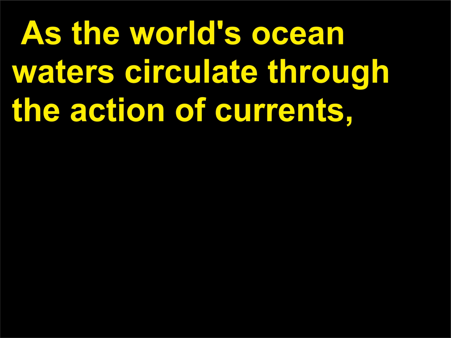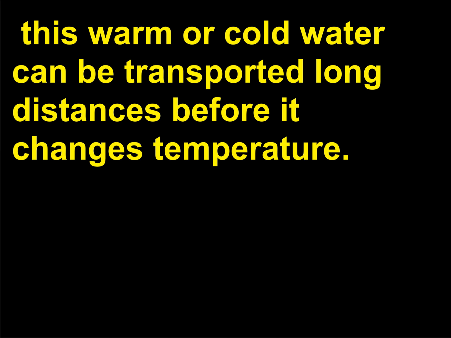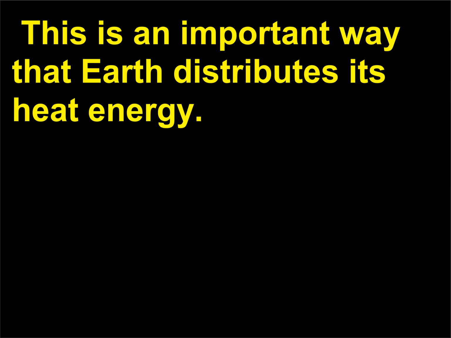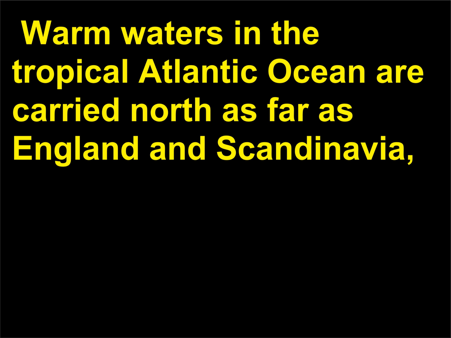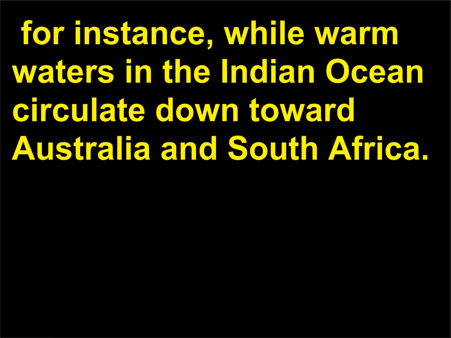As the world's ocean waters circulate through the action of currents, this warm or cold water can be transported long distances before it changes temperature. This is an important way that Earth distributes its heat energy. Warm waters in the tropical Atlantic Ocean are carried north as far as England and Scandinavia, while warm waters in the Indian Ocean circulate down toward Australia and South Africa.